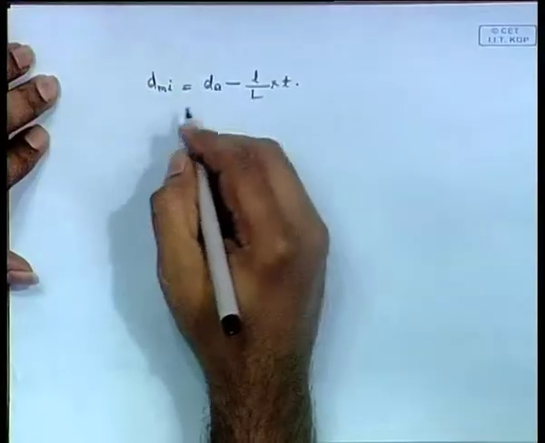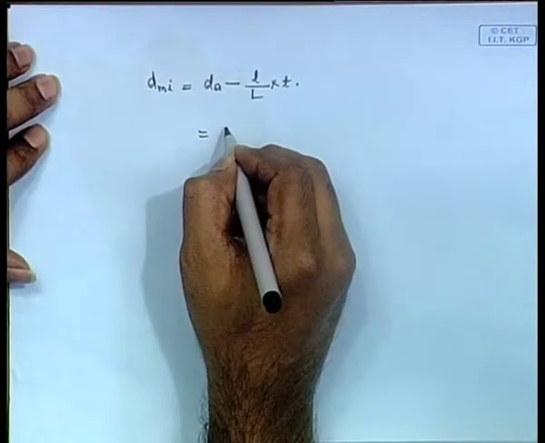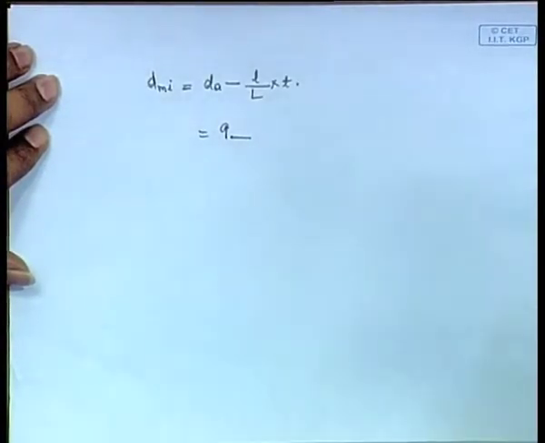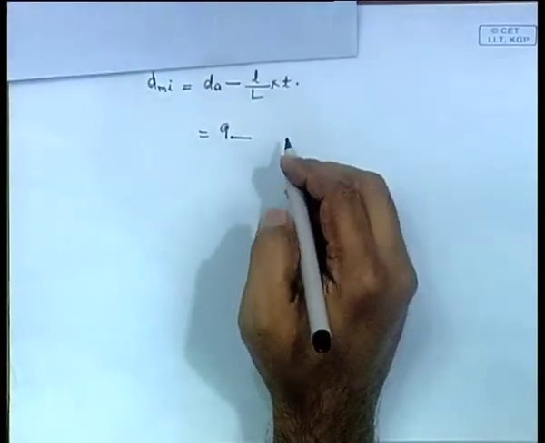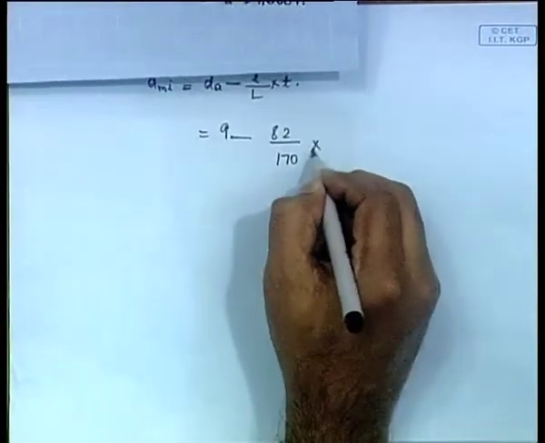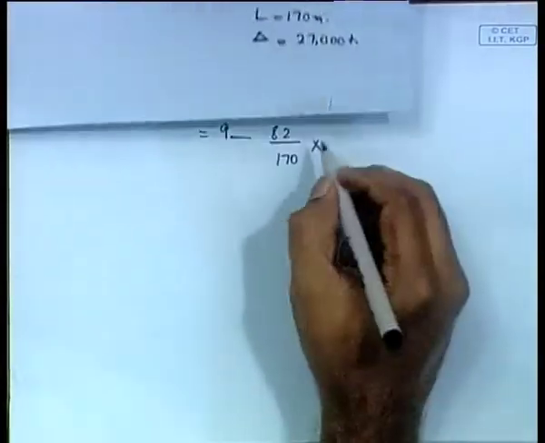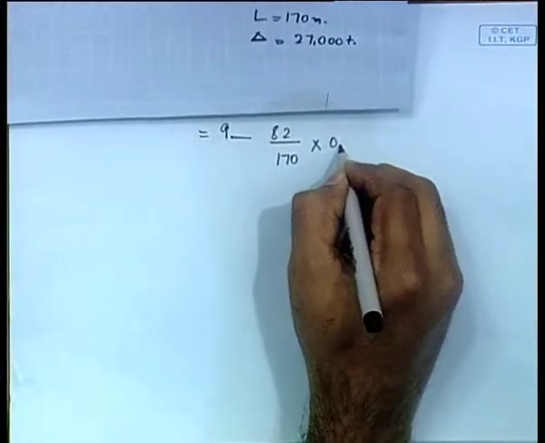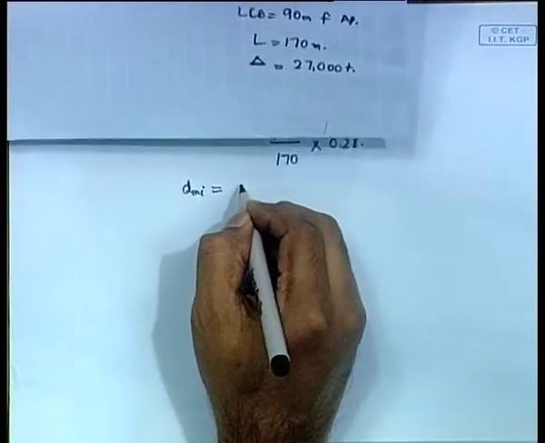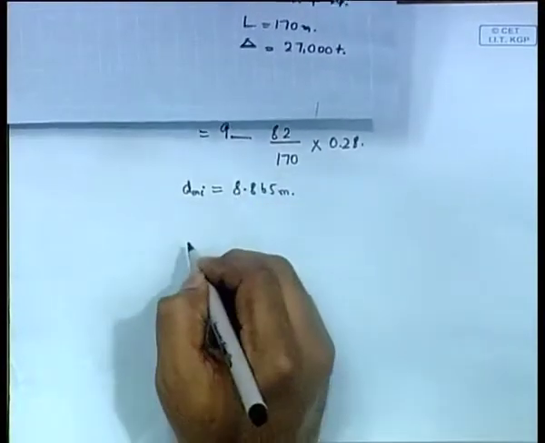So, DM initial is equal to DA minus l by L into T. The draft aft is given to be 9. These things should be clear: l is the distance of the LCF from the aft perpendicular, given as 82, and L is the length of the ship, 170, into T, the trim. That will be the difference between the forward and aft drafts, 9 minus 8.72, which is 0.28. This will give you the mean draft initially. It comes to 8.865 meters. So this is your initial mean draft.